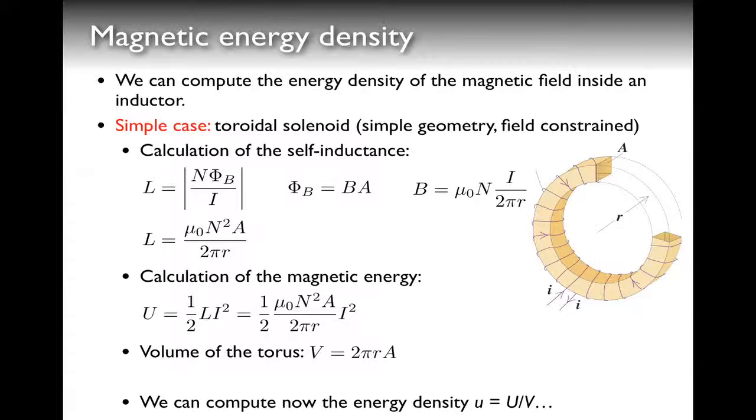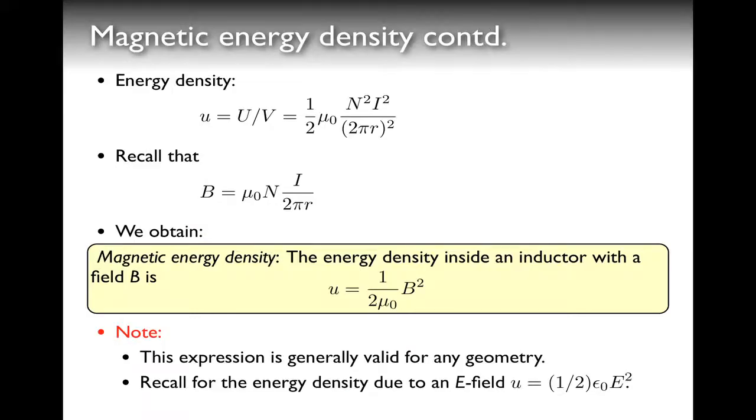Again, we take the energy, divide by the volume, and plug everything in. What we obtain is the expression on the right-hand side. The energy density little u is 1/2 mu naught N squared I squared divided by 2 pi R squared. And now we remember, as we saw in the previous slide, that the B field is mu naught N times the current divided by 2 pi R.